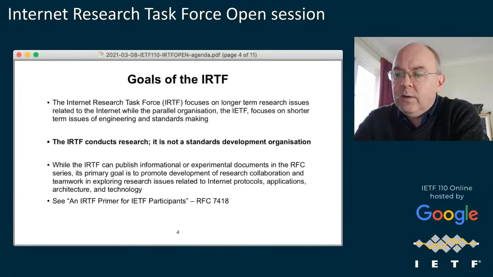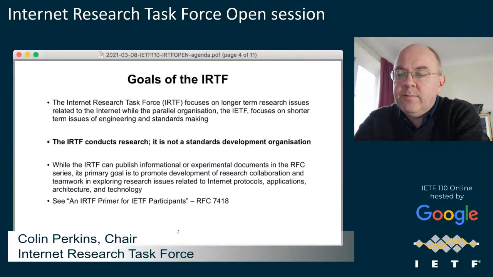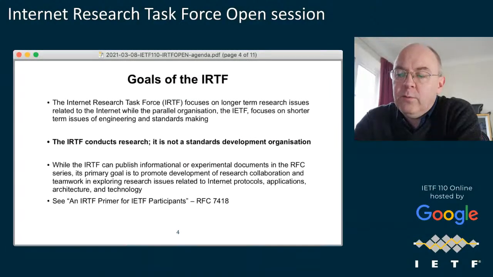So the goals of the IRTF. The IRTF is a parallel organization to the IETF, which focuses on some longer-term research issues relating to the internet as a whole, while the IETF does engineering and standards making. The IRTF is a research organization. It's not a standards development organization.